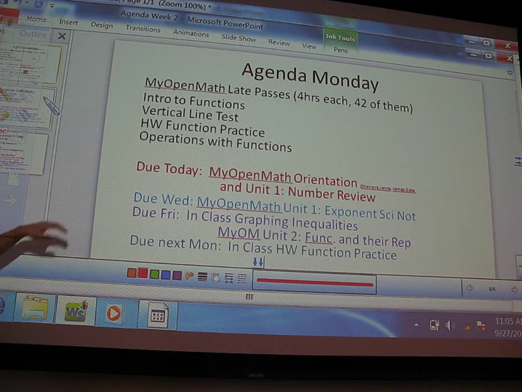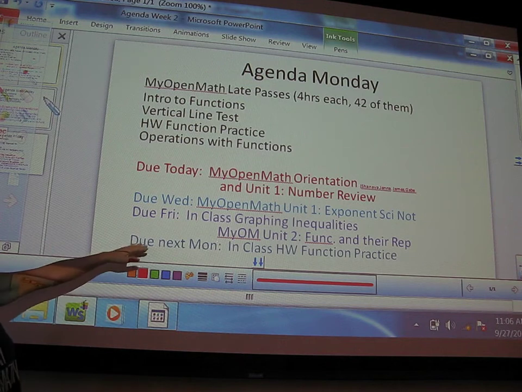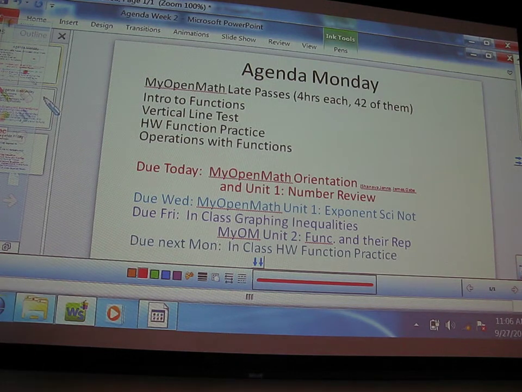All right, so today what we're going to be working on is intro to functions. We're going to finish that up, and then we'll get into the vertical line test, and then I want to talk to you guys about your homework, another handwritten homework, functions practice, which I will hand out, and will be due next Monday. And then we will get into operations with functions.